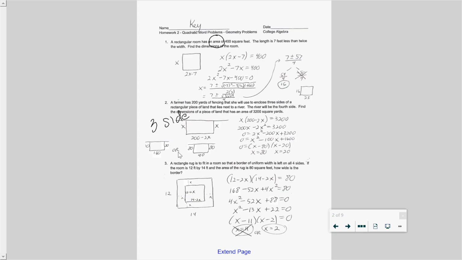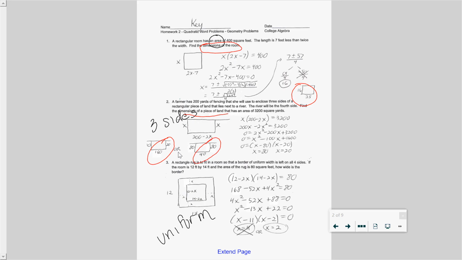Number 2 is the three-sided one, 3 sides. And then 3 is a uniform width. You got to make sure you are always answering the question asked. So dimensions of the room, 16 by 25. Dimensions of the piece of land, 160 by 20 or 80 by 40. How wide is the border? 2. So does anybody want me to go over any of those?